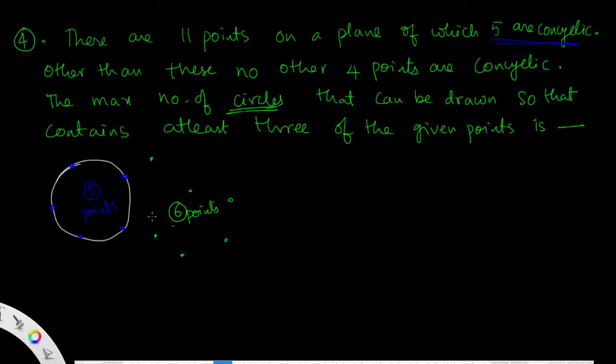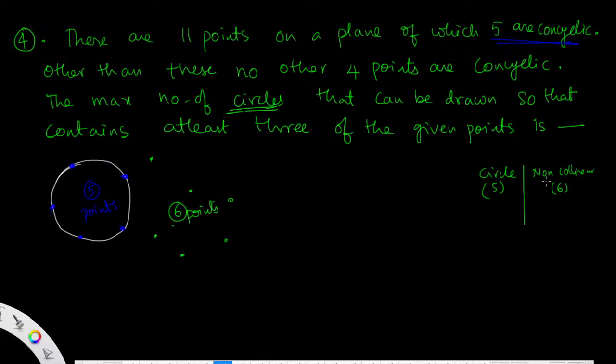So we have to observe the different types of choices. For a unique circle, 3 points are necessary, so we have to select the number of different cases. Suppose in the circle form, how many points do we have? 5 points are there. And the next one, the non-concyclic or non-collinear points, how many are there? 6 points are there.